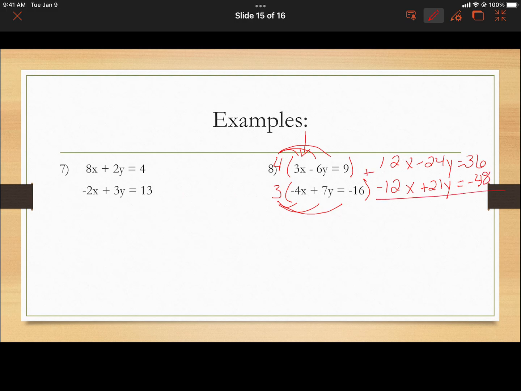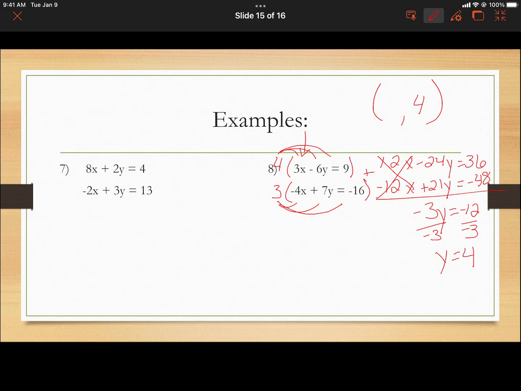We add these two together, so 12x plus negative 12x, again they cancel. Negative 24 plus 21 is negative 3y equals, here we have 36 minus 48, so that would give us negative 12. Divide by negative 3, and y equals 4. So again, our answer is an ordered pair. Y is going to be our 4.